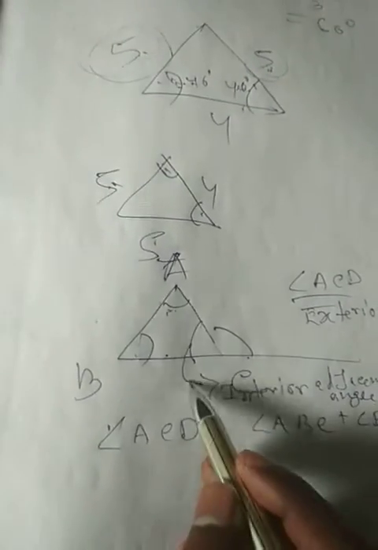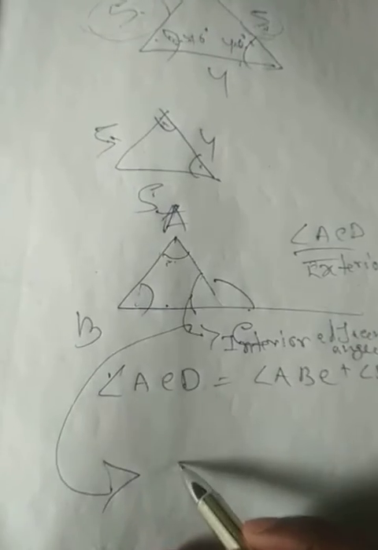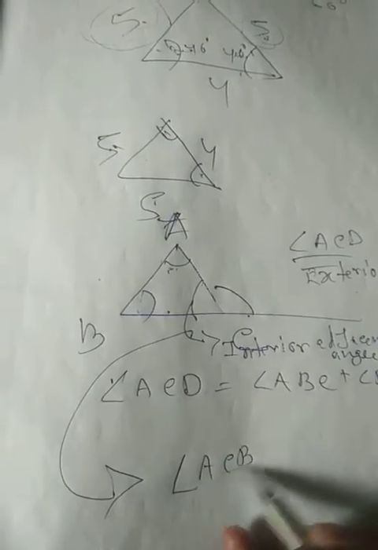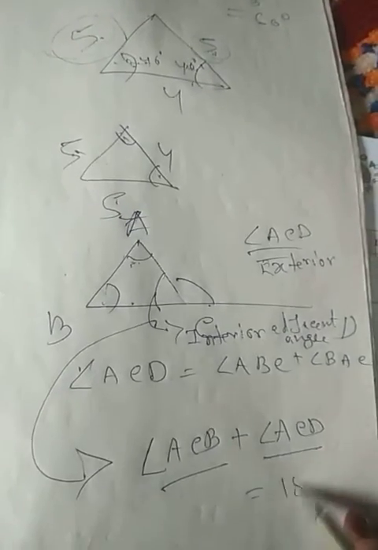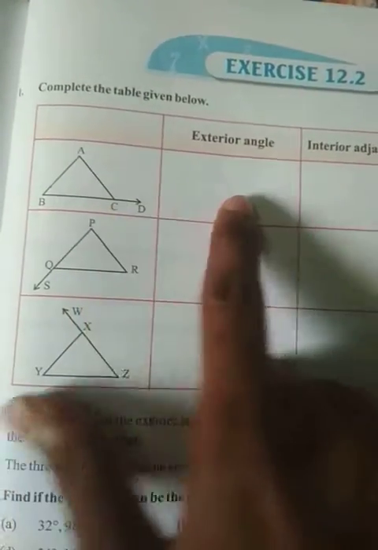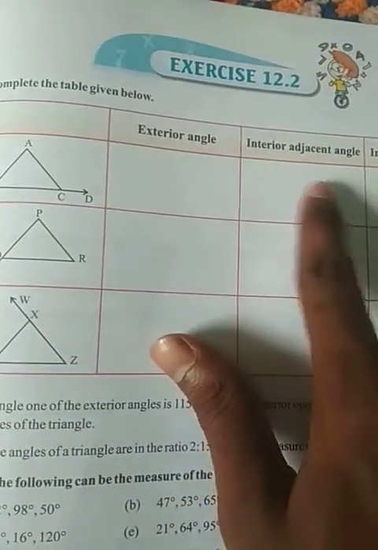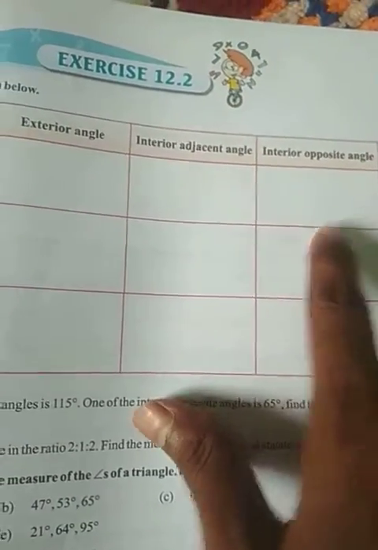What is the name of that interior adjacent angle? ACB. And you have to remember ACB plus ACD. That means interior adjacent angle plus exterior angle is 180 degree. That means if it is 120, obviously that is 60. That thing you have to know. Okay, let's check it. There is a triangle, you have to write the name of the exterior angle, the name of the interior adjacent angle, and the name of the interior opposite angle.